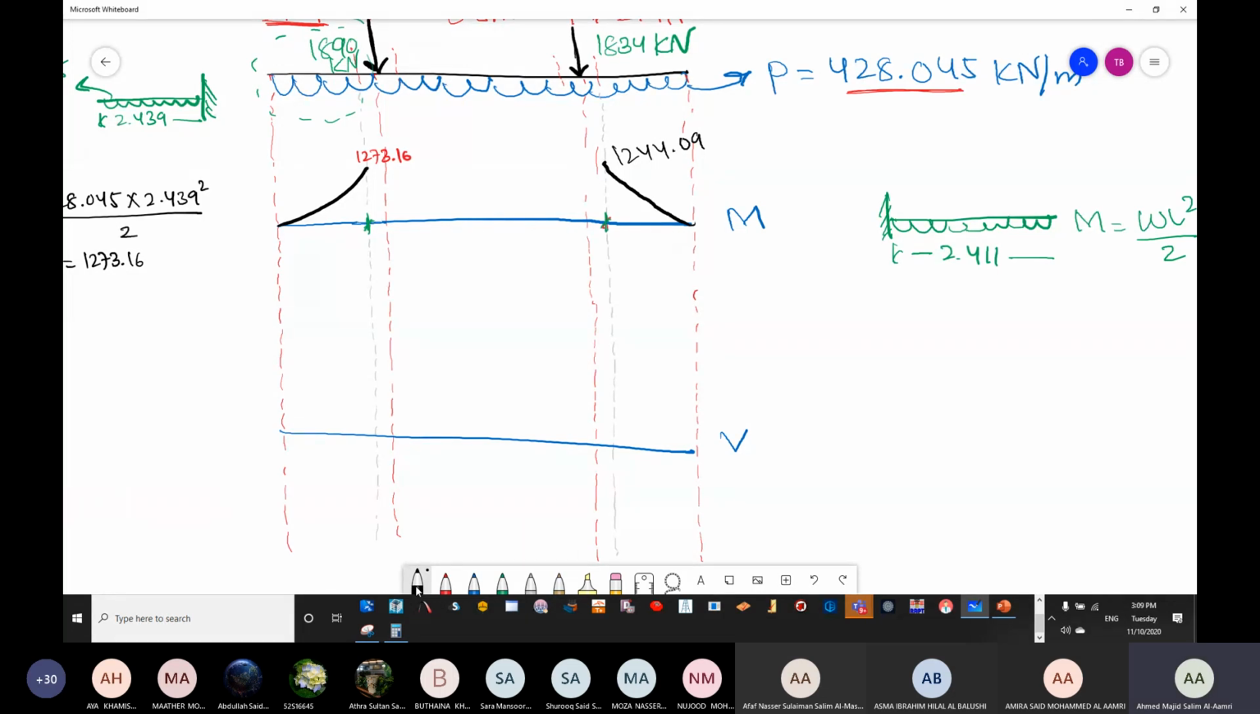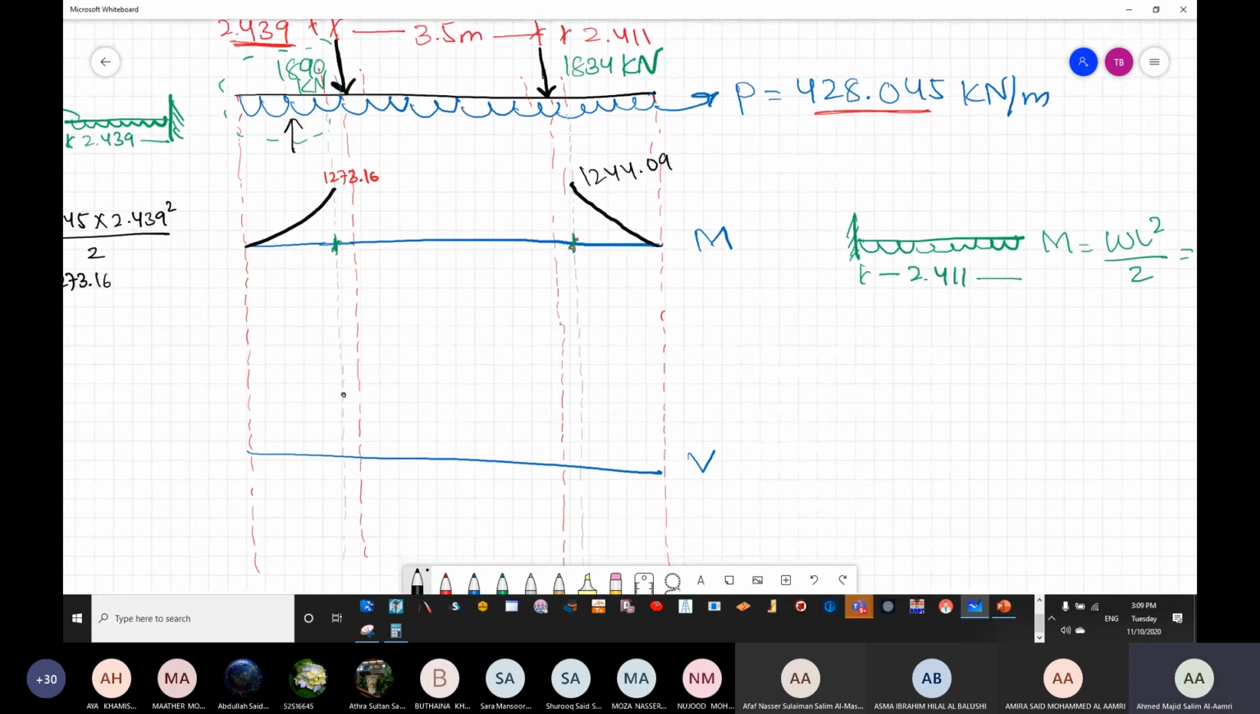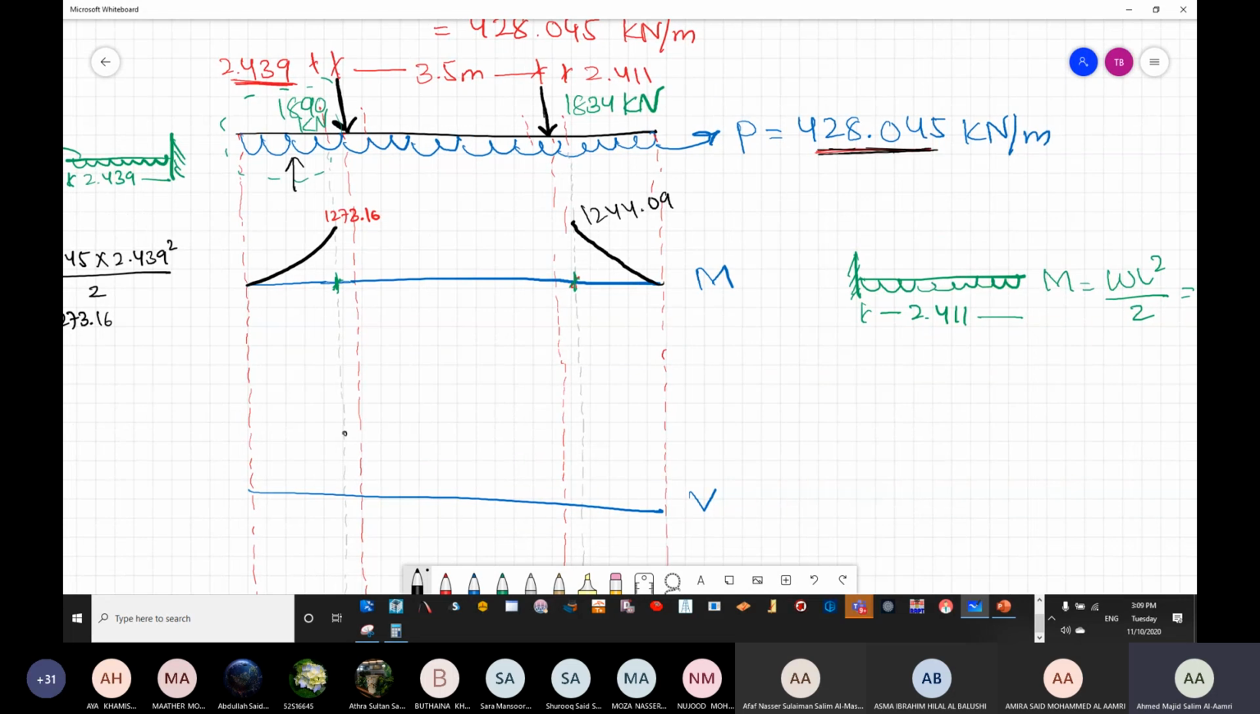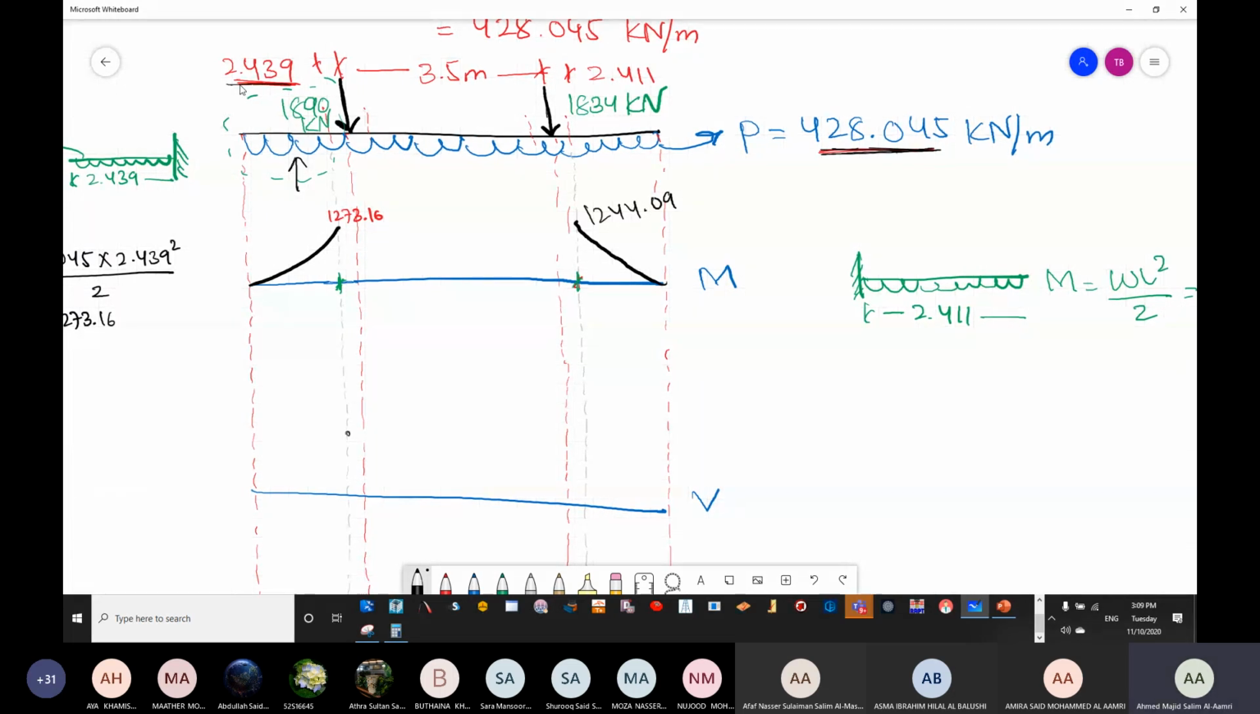Now, if you see in the first portion, we have the load going up, which is a pressure. So my diagram should go up. So I need to have some shear value here. How much is the value? The value is converting the UDL into a point load. So how to convert the UDL into a point load is 428.045. This is the W. L is 2.439. Can you give me this value?